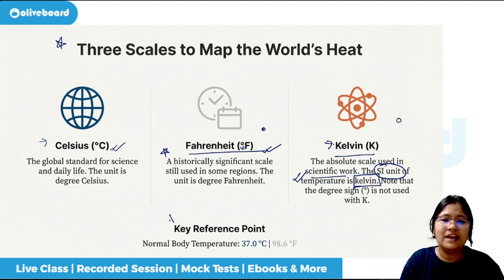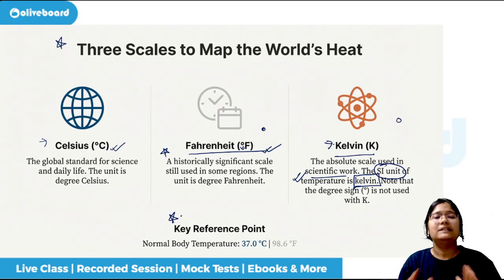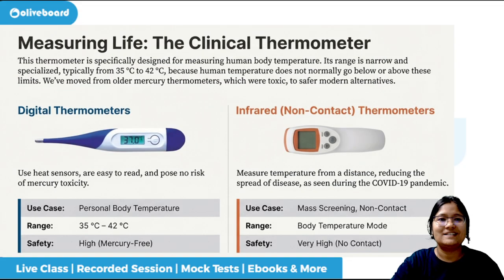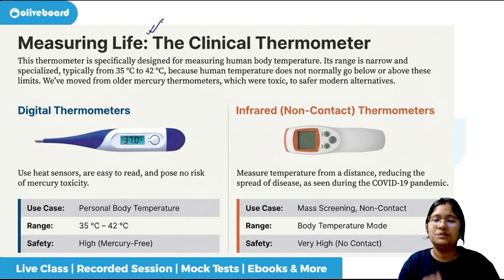Now there are some key reference points. What is it? The normal body temperature. The normal body temperature of a healthy human is 37 degrees Celsius, which is 98.6 degrees Fahrenheit. But is it one simple mark point, or can it fluctuate from human to human? Let us see. Measuring the temperature of the human body is done by the thermometer.